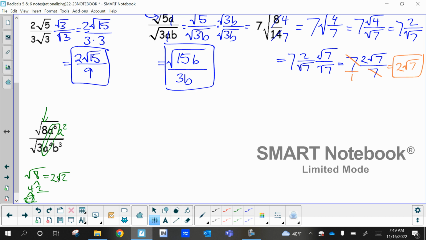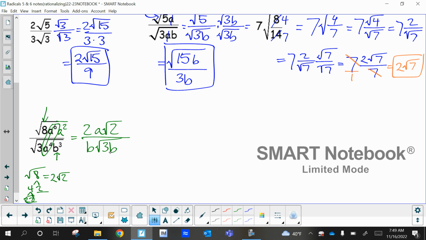All right, so I simplified the 8 to 2 radical 2. I have an a squared in the radical. Well, you should know what the square root of a squared is. What is that? It's just simply a. So on the top, I'm going to have 2a radical 2. Okay, you did a lot of simplifying here. On the bottom, can you simplify the b to the 3rd power? Yes, half of 3 is 1 1/2. So a b is going to come out, and then you just have radical 3b.